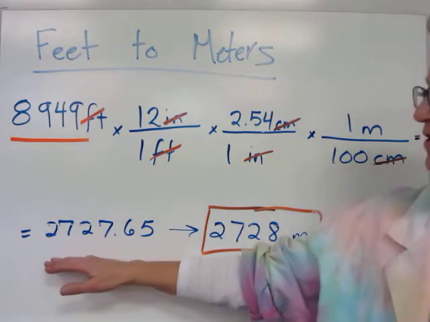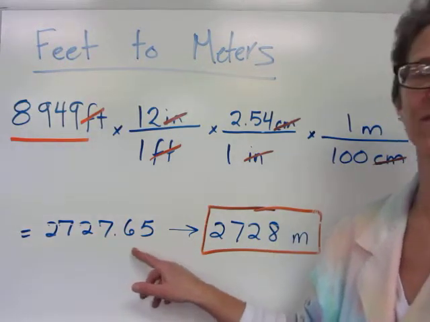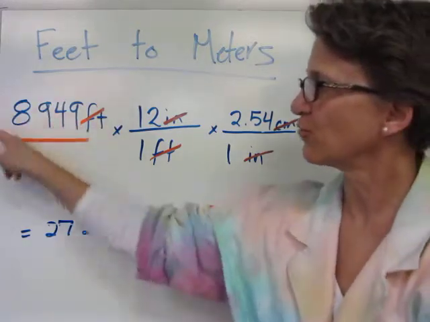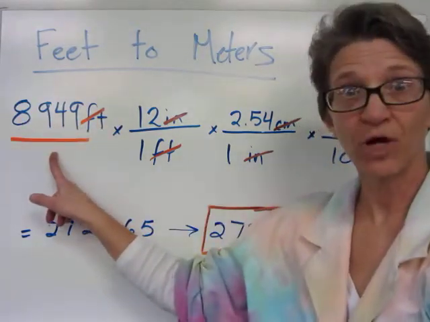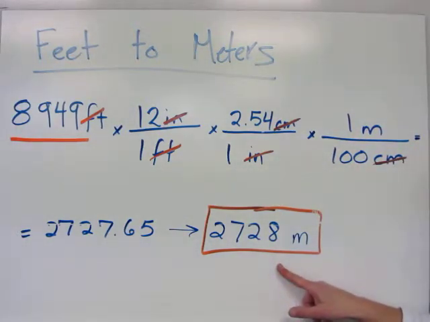On your calculator, you'll have 2,727.65 plus probably even more decimal places. Be sure to look at your original number and round to the proper sig figs. So your proper answer should be 2,728 meters.